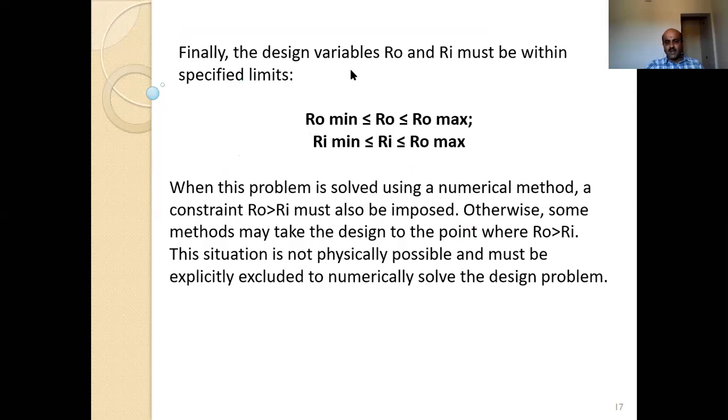Same thing: R naught minimum, Ri minimum and R max. Ri minimum should be less than Ri. When this problem is solved using a numerical method, this constraint should also be imposed. Otherwise, some methods may take a design where R naught is less than Ri. This situation is not physically possible and must be explicitly excluded to numerically solve the design. So this is regarding problem number 3, where we have two different formulations.